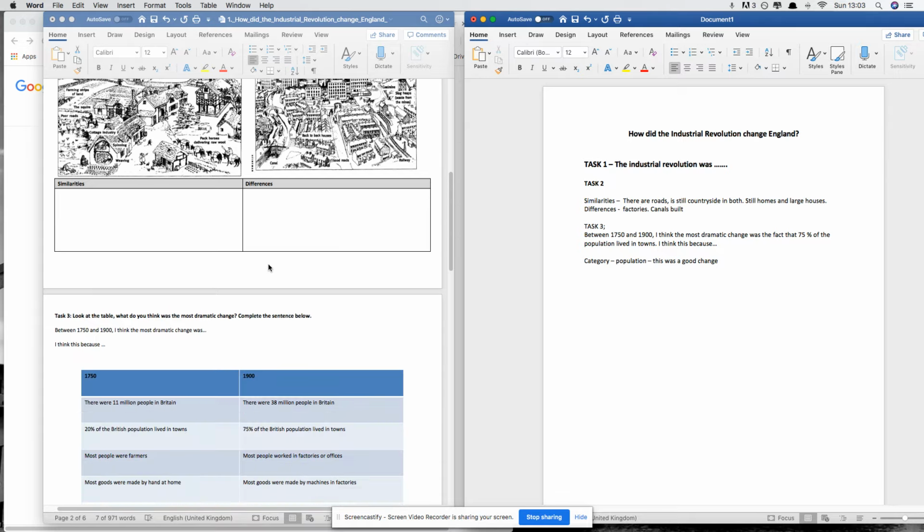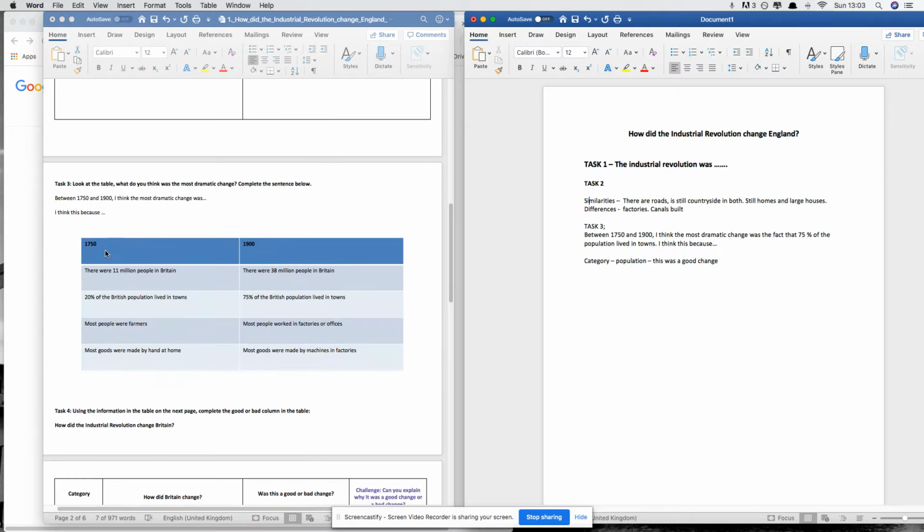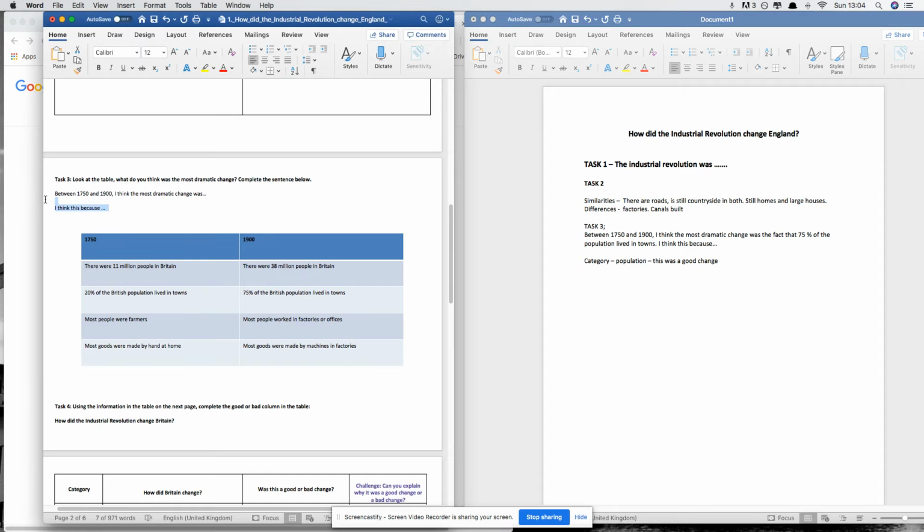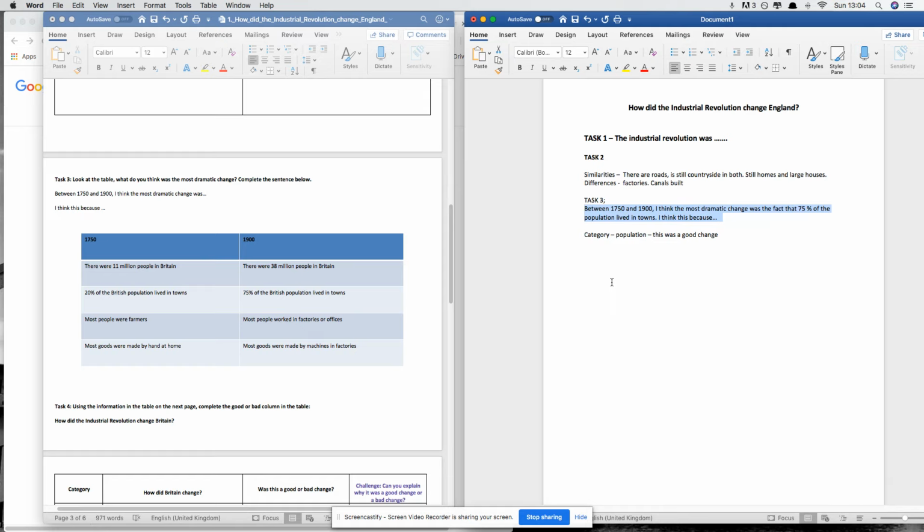Your next task, task 3, is to look at this table which shows change in Britain from 1750 to 1900. I want you to look at them, and I'd like you to complete these two sentences, okay? I would like you to think about which was the most dramatic change to Britain. So it could be 20% of British population lived in towns in 1750, but in 1900, 75%. So that's a huge increase. And that's the example I've put here on the right-hand side. Between 1750 and 1900, I think the most dramatic change was the fact that 75% of the population lived in towns. I think this because, and I'm going to explain that.